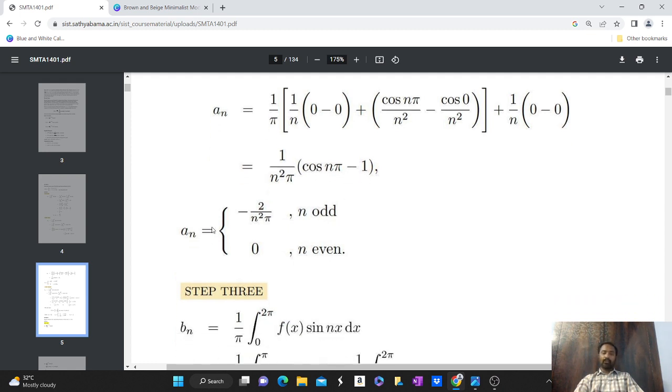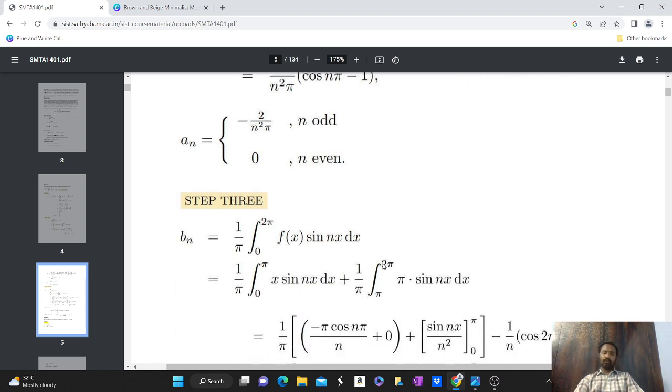So an equal to minus 2 by n square pi, where n is odd. We have to substitute 1, 2, 3 in the value of n. Means we get the value of minus 2 by n square pi, and the remaining even terms are 0. This is the value of an. The same method we have to use to find bn.